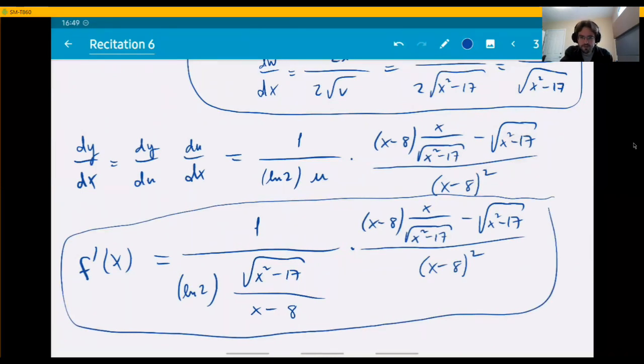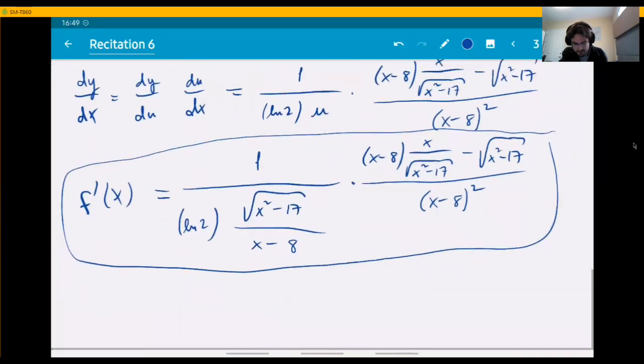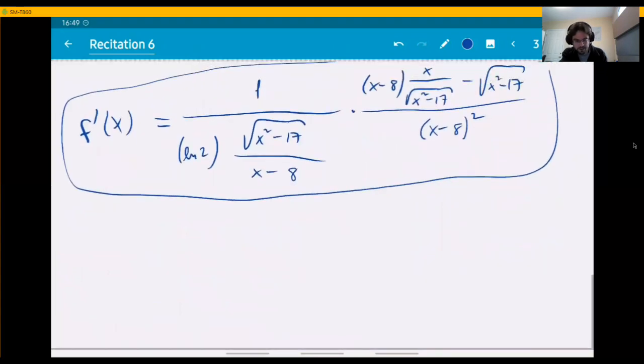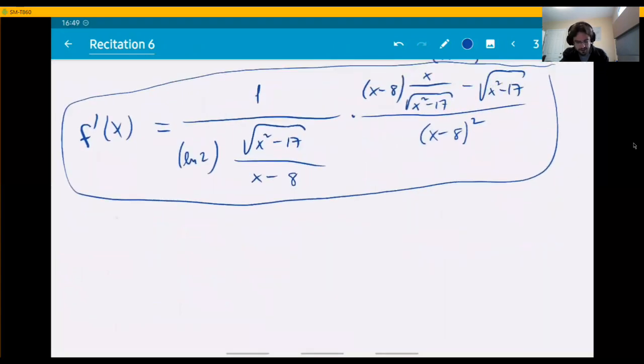We found the derivative of this crazy function. There's a lot of simplification that you could do here, but we don't really need that. Remember that all we wanted was to find f of 9 and f prime of 9 in order to find the equation of the tangent line. Let me write down f of x again here so we remember what it was.